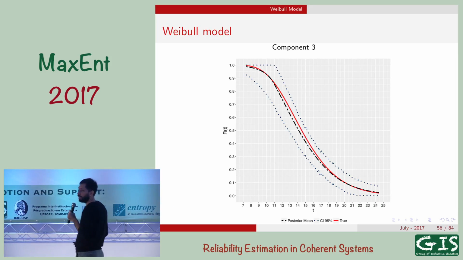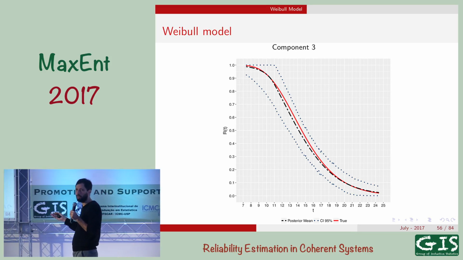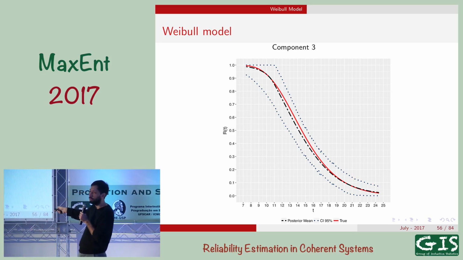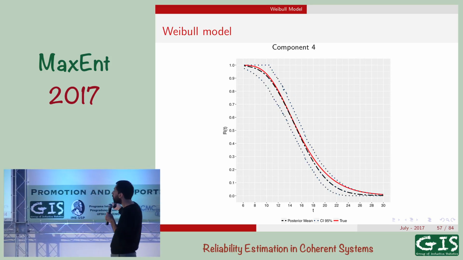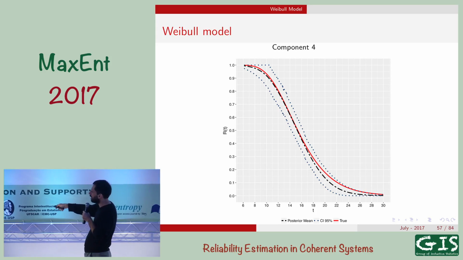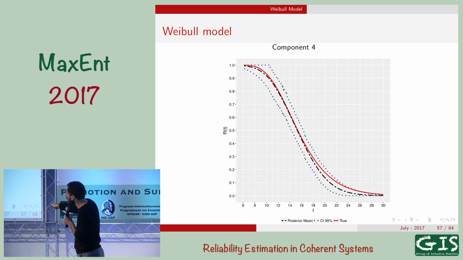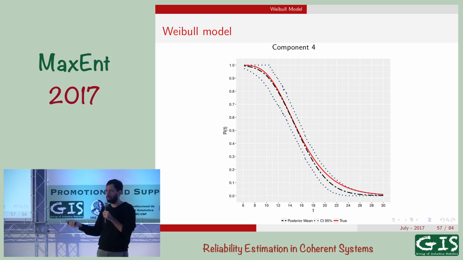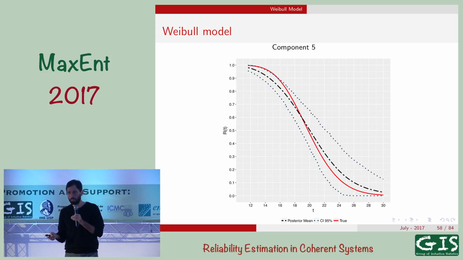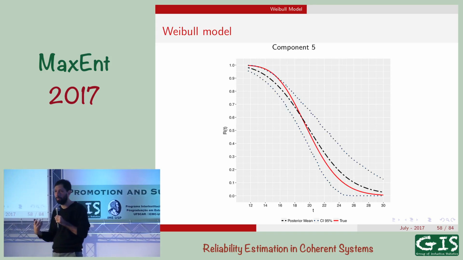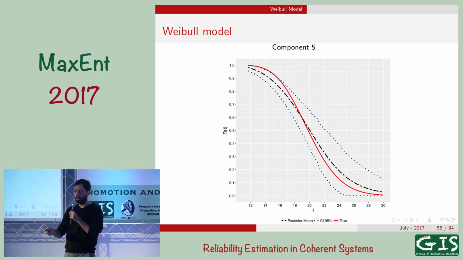For component 3, even though almost 90% of the observations are censored, we still have a great estimator. Component 4, here at the end is a little worse, okay? But it's also inside this credible interval, so it's not so bad too. This one is the one that I can say, yeah, I'm not so happy with this estimator.